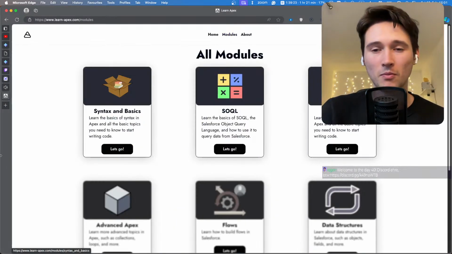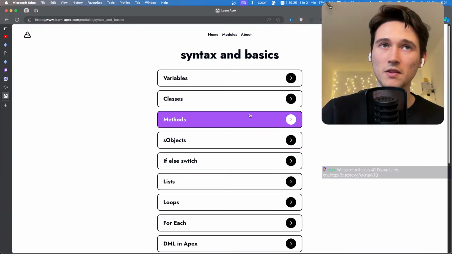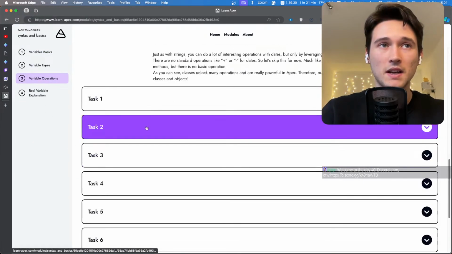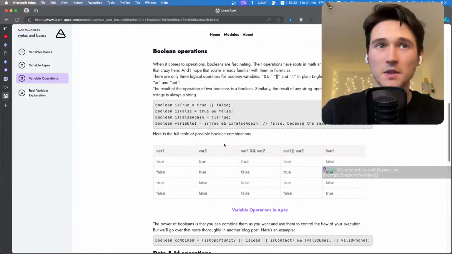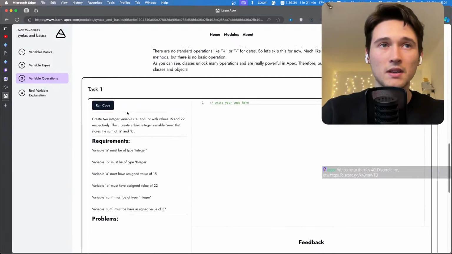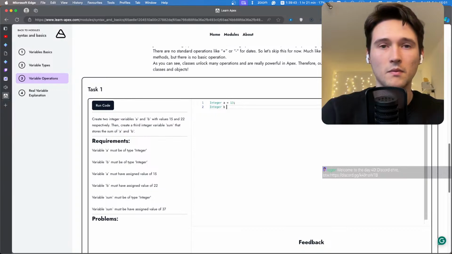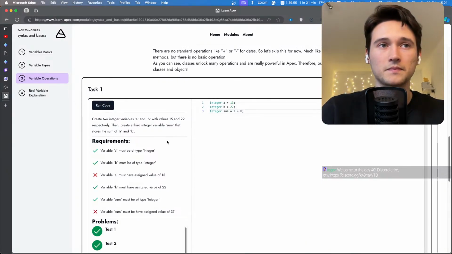So if you go here to modules, let's say you want to learn variables. You go to variables and it's going to ask you to solve tasks. First you read some theory and then it's going to ask you to create variables. Let's create a few variables here. Let's say integer a will be 13, integer b will be 22, and integer sum is a plus b. Let's see if that's going to work.